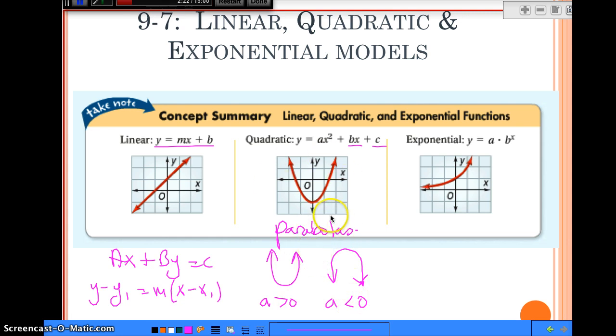This is the one where you guys have to do the axis of symmetry and the vertex, min and max. Remember the formula? X equals negative b over 2a. That will find you your axis of symmetry, which is what cuts the parabola in half.